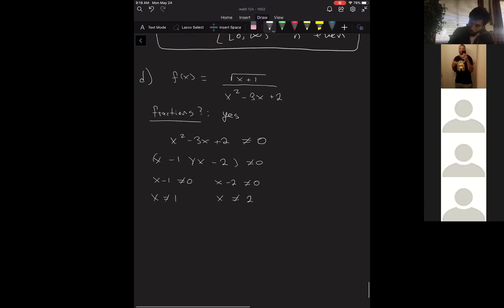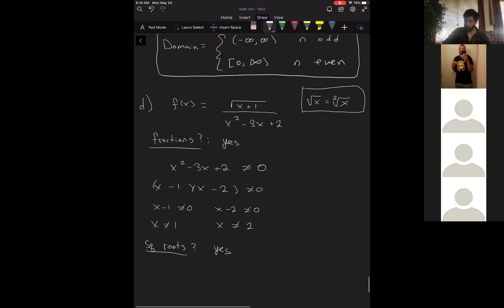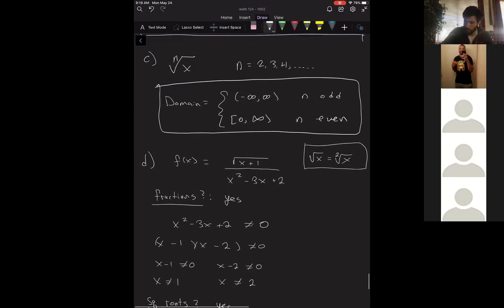Now, are there square roots? Again, the answer is yes, so let's take care of that. Let's start off to the side. If we just write the square root of x, that's the same thing as this. If we don't write a number up there, the number is understood to be 2. So 2 is an even number. If you look up here at part C, whenever we have an even root, we can only make sure the inside is 0 or bigger.